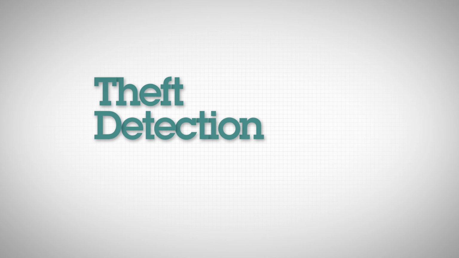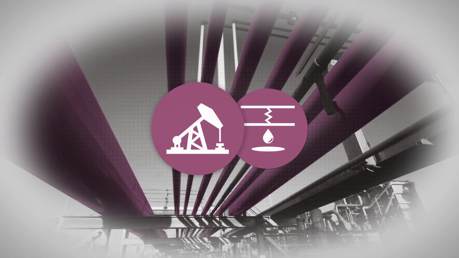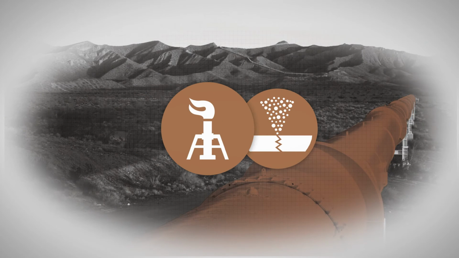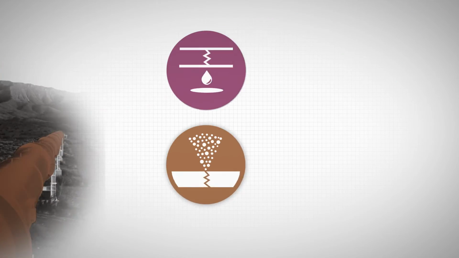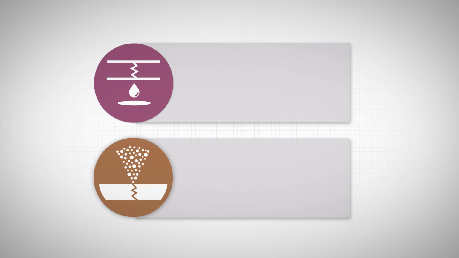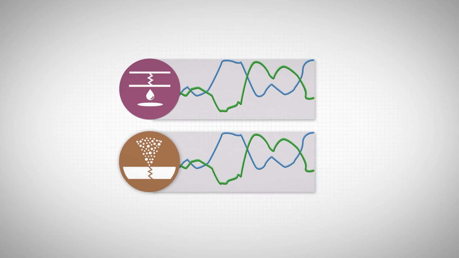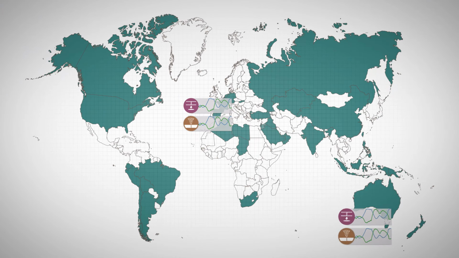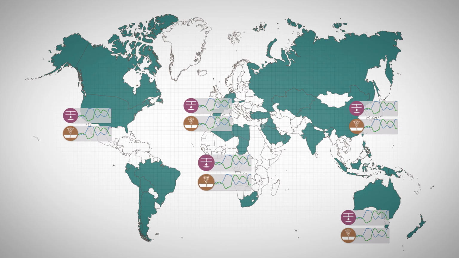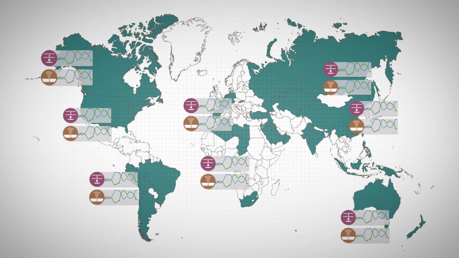Theft detection. Theft of oil, refined products, and gas is a major problem in many parts of the world. Reliable and sensitive detection of such thefts is ever more important in order to minimize product loss and limit environmental damage. We have developed a range of solutions, both fixed and portable, to help solve these issues.